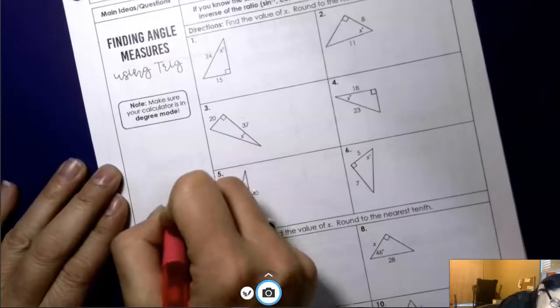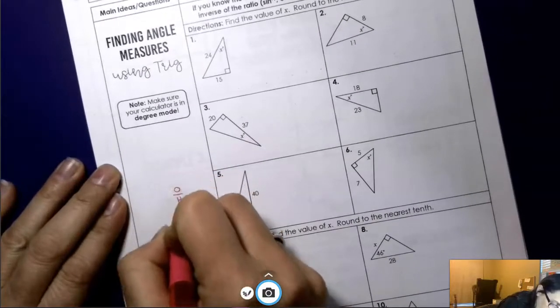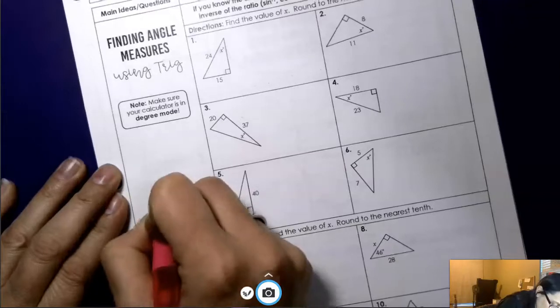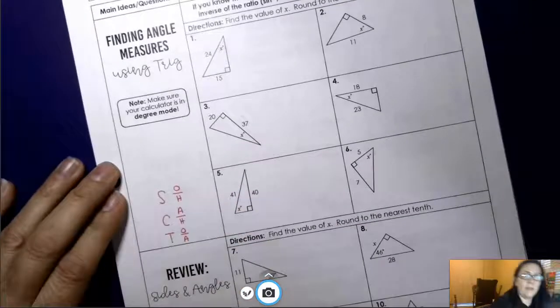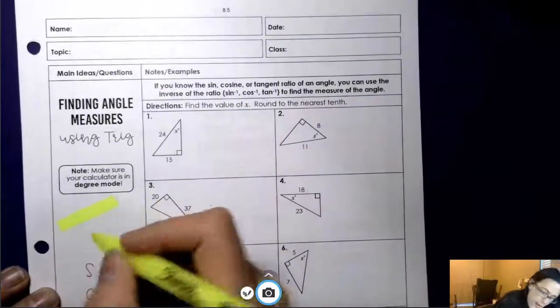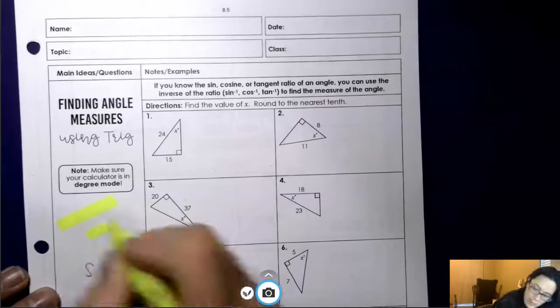I always say Oscar had a hunk of apples, sweet caramel topping. Also you can use SOHCAHTOA for that. Again, I always like Oscar had a hunk of apples, sweet caramel topping.